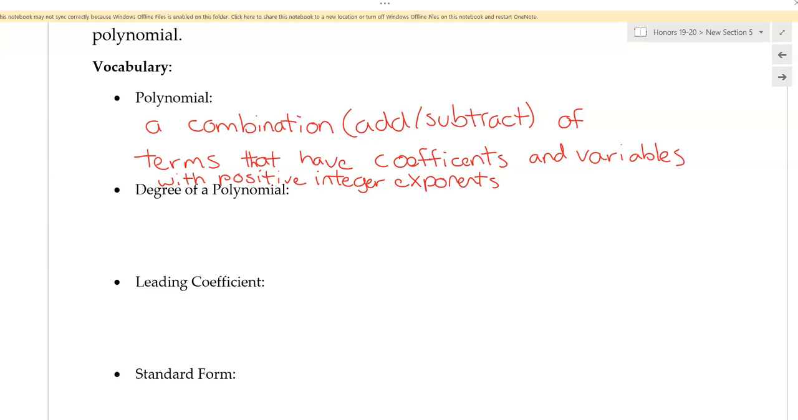So therefore, I can have a variable that's like x squared. That works because 2 is a positive integer. You can't have something like x to the negative third, and you also can't have something like x to the 1/2. Okay, so they have to be positive integer exponents.